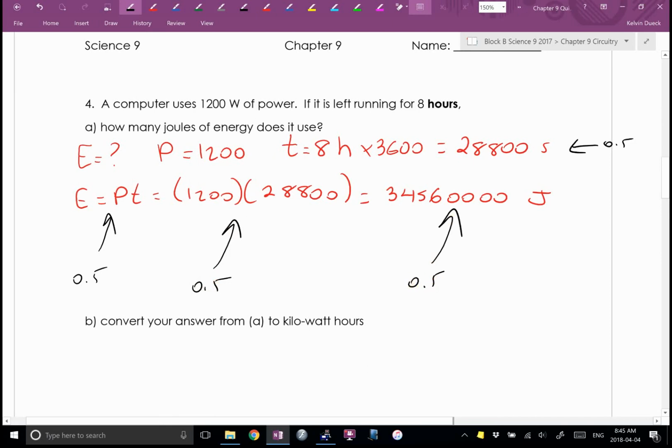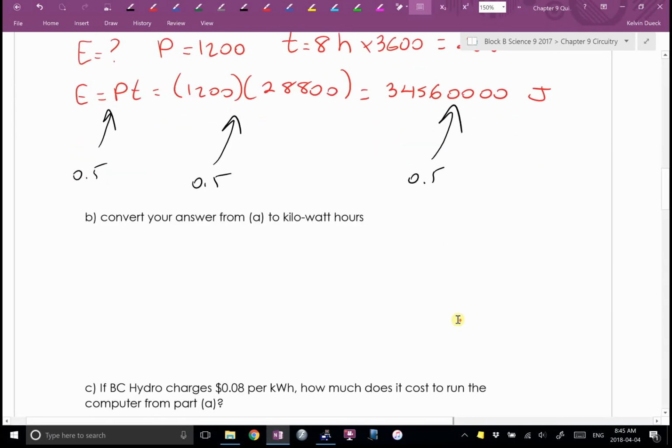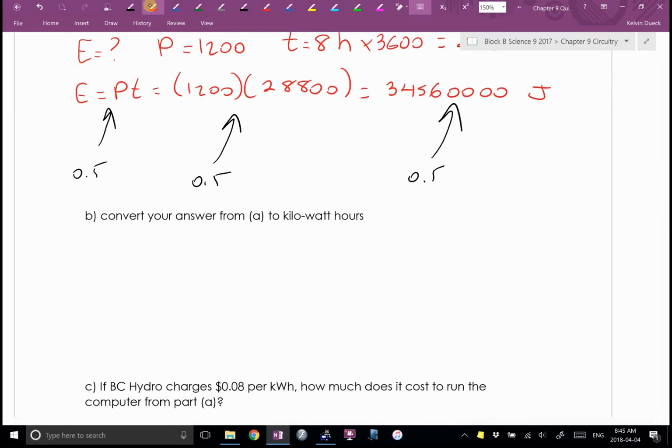You can imagine if your parents received their energy bill, because BC Hydro doesn't charge for power, they charge for energy, and they had numbers that big, parents would freak out. You would freak out. And also those numbers are so big, it's tough to wrap your brain around them. So there's another unit for energy. It's not the physics unit of energy. The physics unit of energy is the joule. But the billing unit of energy is the kilowatt hour. So B says, convert your answer from A to kilowatt hours.